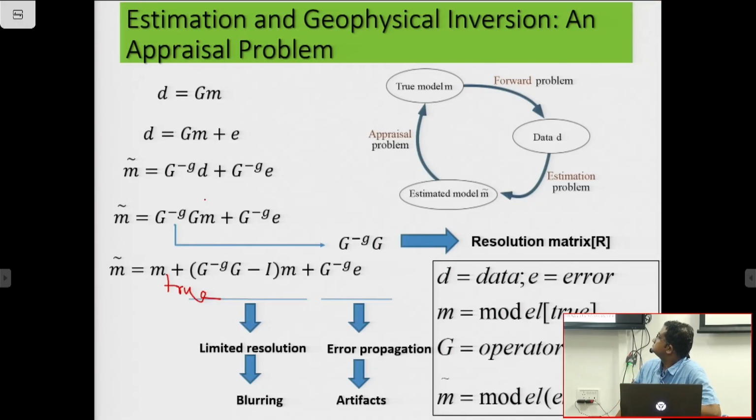This is our theoretical formula. Okay? Now, you learn an inversion. When you learn an inversion, okay?